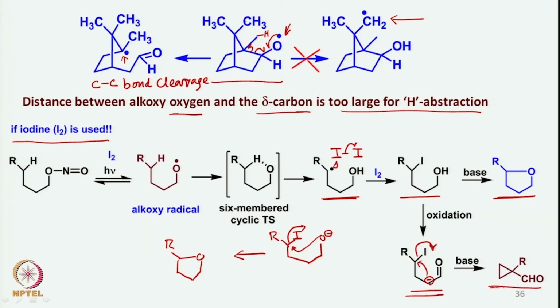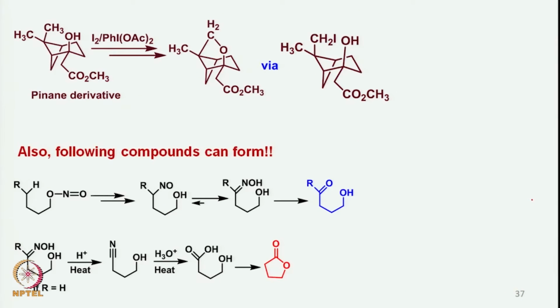corresponding cyclopropane. So, if we use iodine, then we have a possibility of a cyclopropane ring formation, or a tetrahydrofuran type of ether formation is also possible. Now, what can also happen is we can use some other reagent systems such as iodine and phenyl iododiacetate, and also have somewhat similar types of reactions as we discussed.